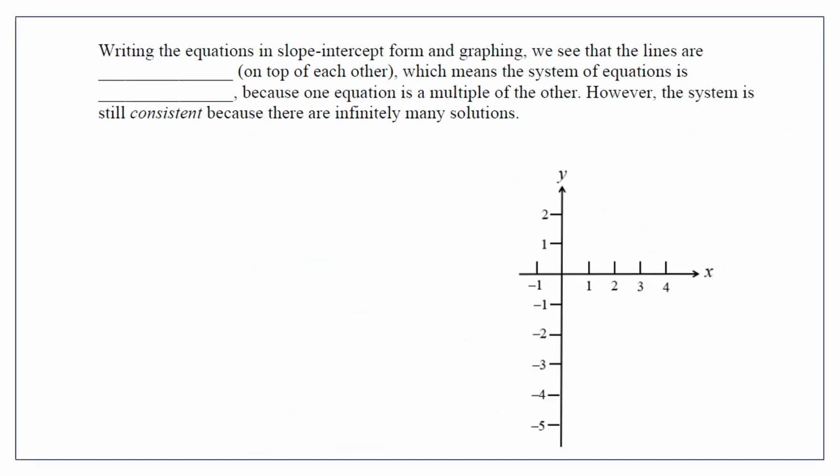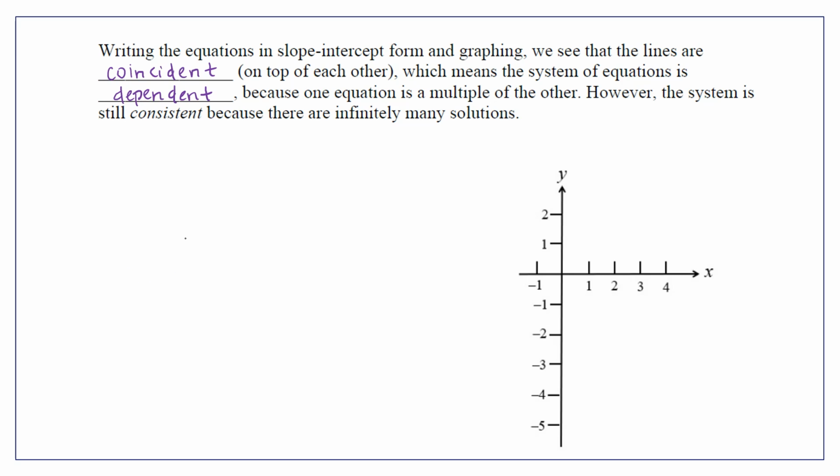So writing the equations in slope-intercept form and graphing, we see that the lines are coincident, or on top of each other, which means the system of equations is dependent, because one equation is a multiple of the other. However, the system is still consistent because there are infinitely many solutions.